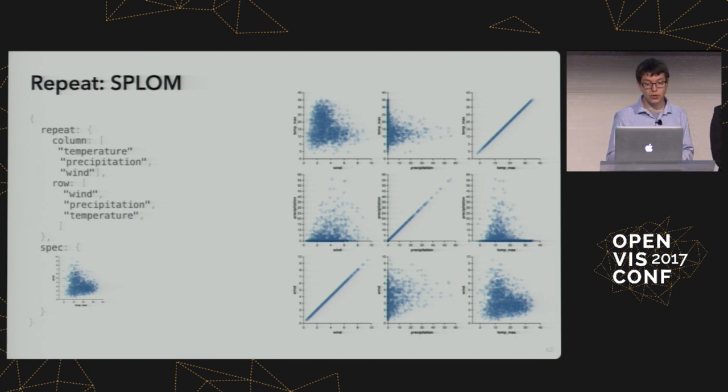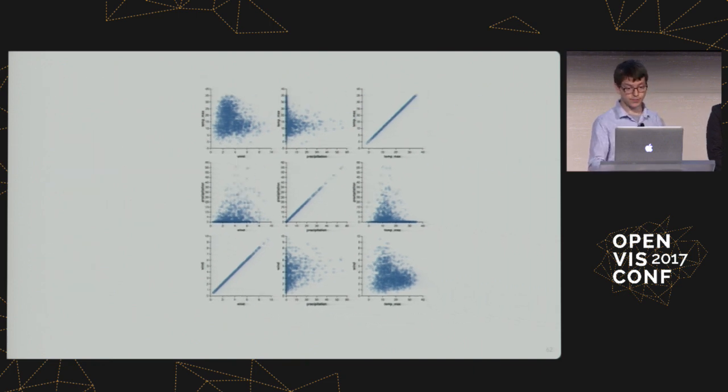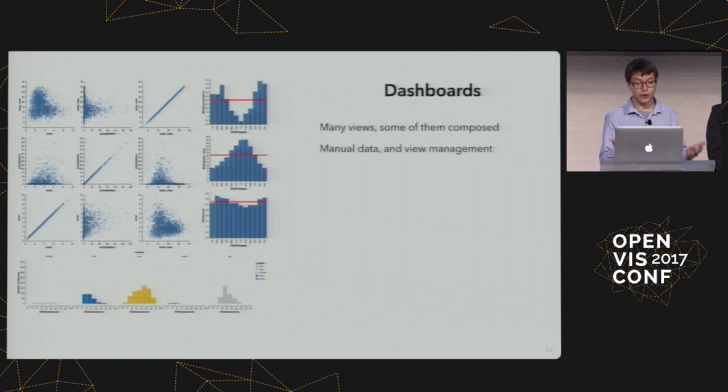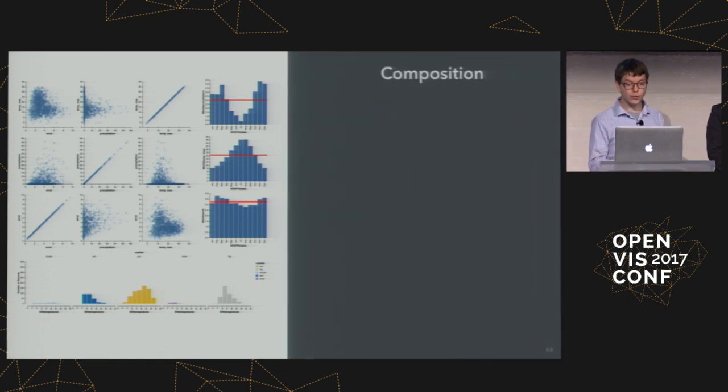SPLOMs are used to investigate the relationship between multiple quantitative variables, for example, as part of a dashboard. You can, of course, use Vega Lite or any other visualization library to create dashboards with many views. Some of them may be composed. However, as you put together these displays, you have to manually manage the data and lay out the views. This is where the grammar aspect of composition comes into play.